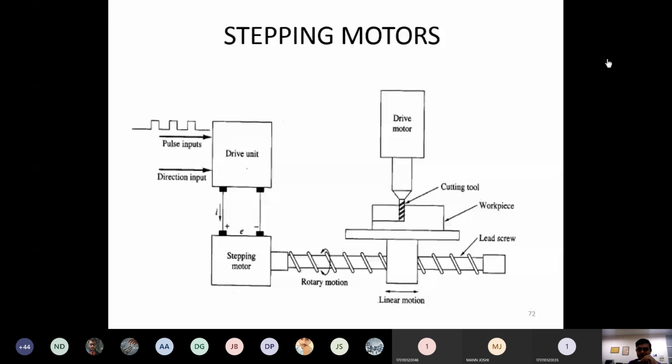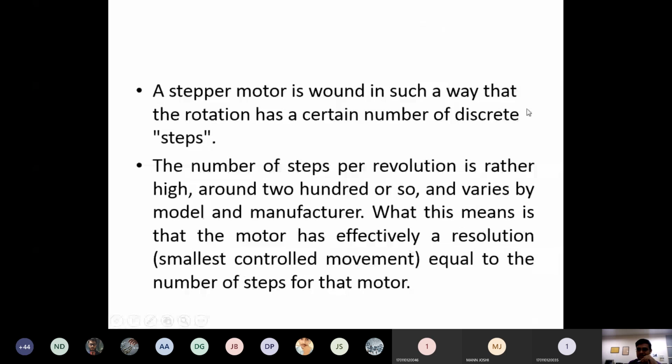So a stepper motor is wound in such a way that the rotation has a certain number of discrete steps, which I have already discussed. There are different types of discrete steps: 500, 200, 50, 24 and 4. The number of steps per revolution is high, around 200 or so. They vary by the model and manufacturing.